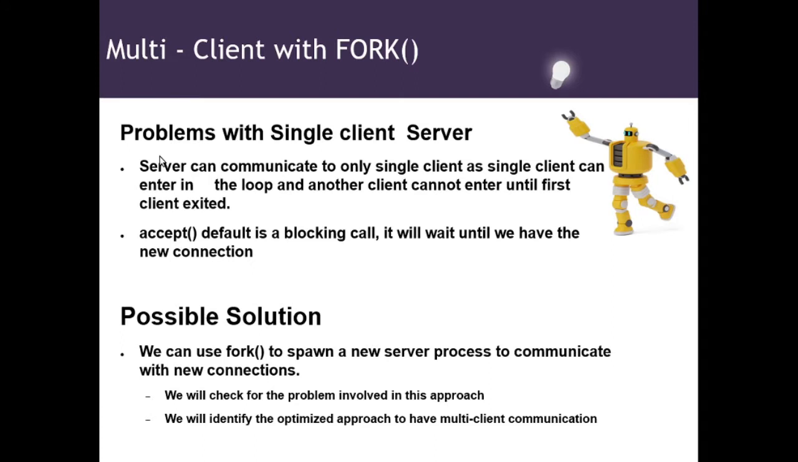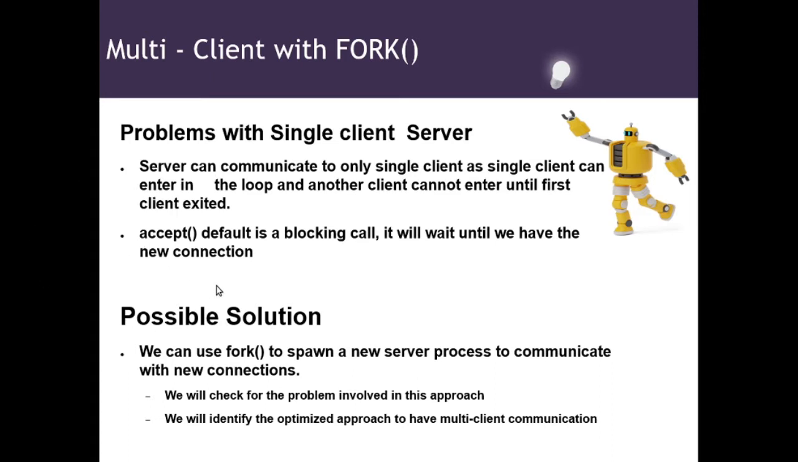As the server is a single process, it cannot accommodate more than one client in its loop. We have already seen that accept is a default blocking call, so it will wait for a new connection. The main thing is the loop which we have put into that server, so the placement of the loop will decide the working of the server. We have different approaches to accommodate the multi-client scenario in the server for a TCP socket.